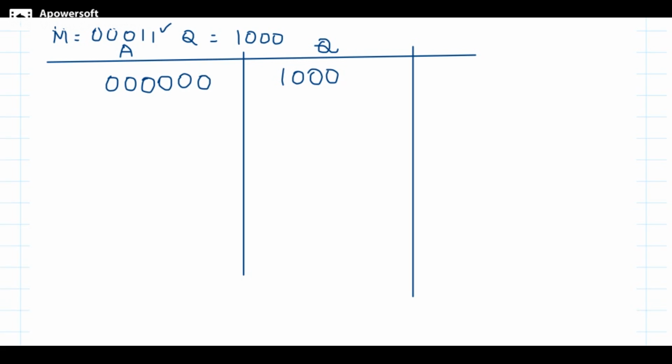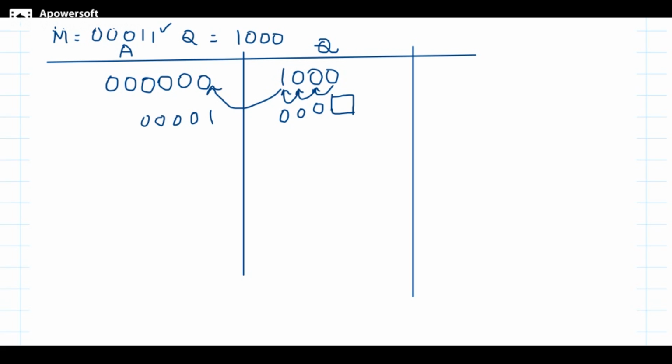So the first step is to shift left A and Q by one binary position. This vacant location I'll keep as it is. This 0 will come to the previous location, this 0 to the previous location, this 0 to the previous location, and this 1 will come to this location. 1, 0, 0, 0, 0.